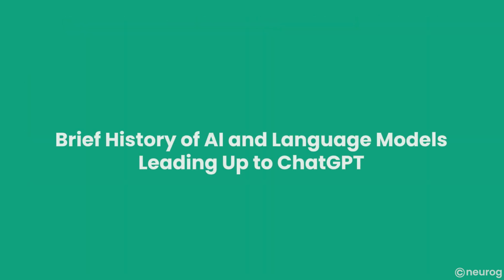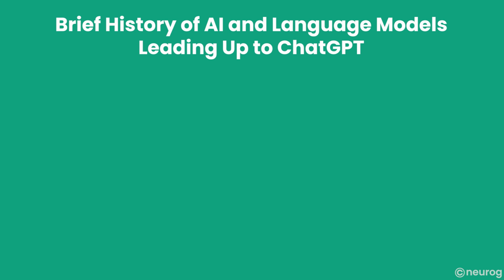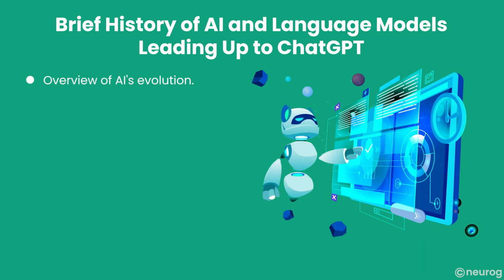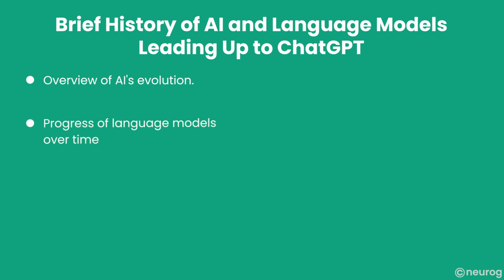Let's take a journey through the history of AI and the evolution of language models that have paved the way for ChatGPT. The quest of AI, beginning in the mid-20th century, has seen an extraordinary transformation, evolving from simple, rule-based algorithms to the sophisticated neural networks of today. At the heart of this transformation are language models.